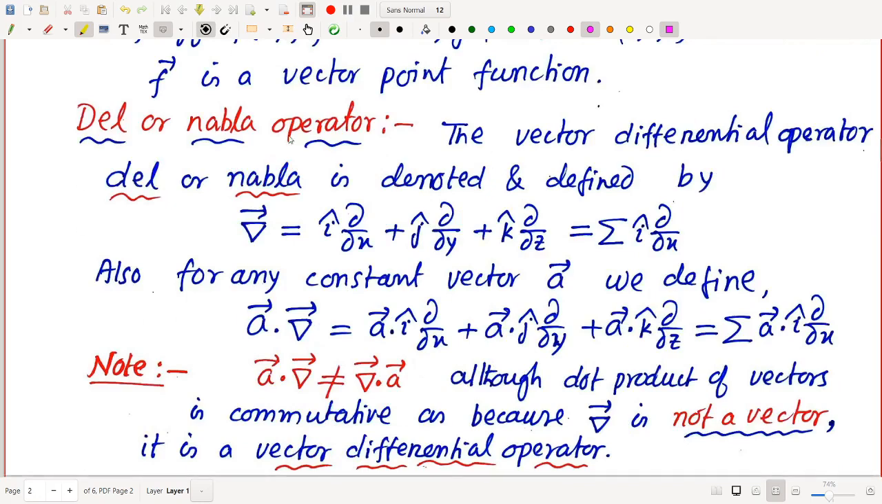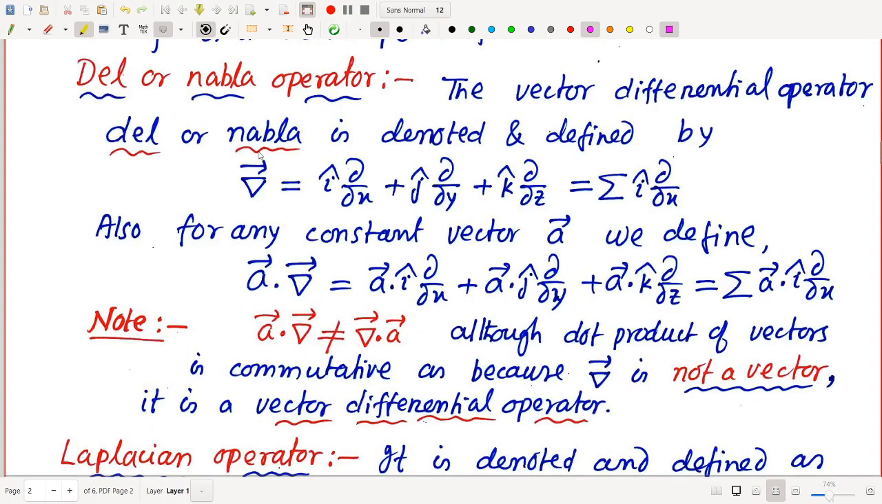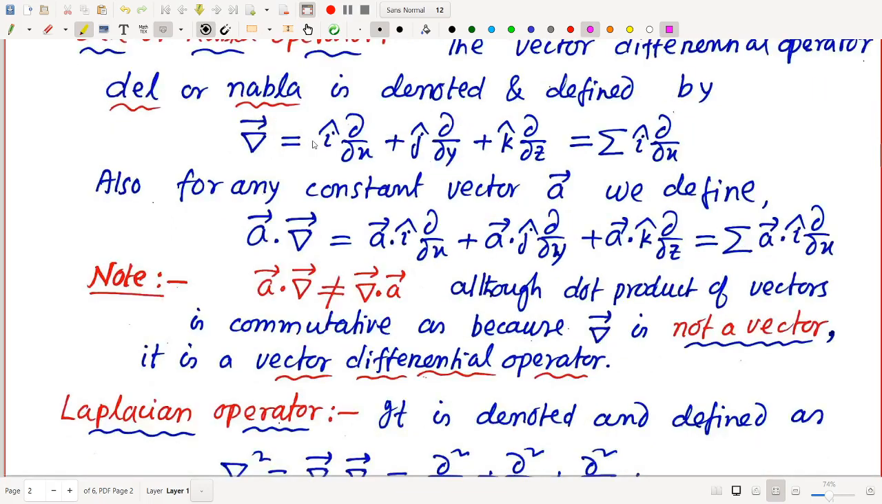Now we define what is the del or nabla operator. The vector differential operator del or nabla is denoted and defined by del equal to i del by del x plus j del by del y plus k del by del z, with vector symbols. Here del by del x is the partial derivative with respect to x, del by del y with respect to y, and del by del z with respect to z, in operator notation. In short we can write it as summation i del by del x. So this is called the del or nabla operator. It is partial derivative together with vector symbols.